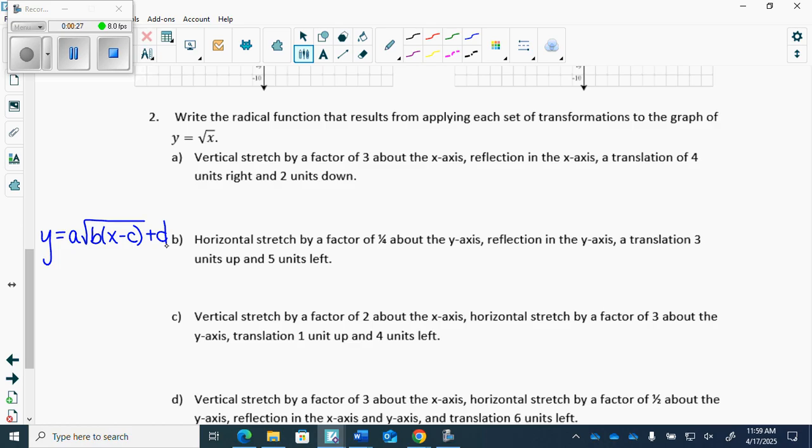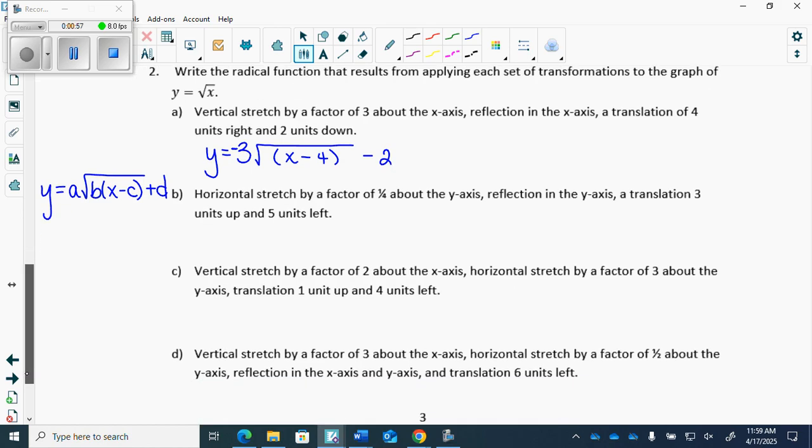So vertical stretch by a factor of 3. So we get a 3 in front. Reflection in the x-axis. So we get a negative 3. Translation 4 units right, so a horizontal translation 4 units right. So we're going to get x minus 4, and then 2 down, minus 2. That's the vertical translation, right? We agree?